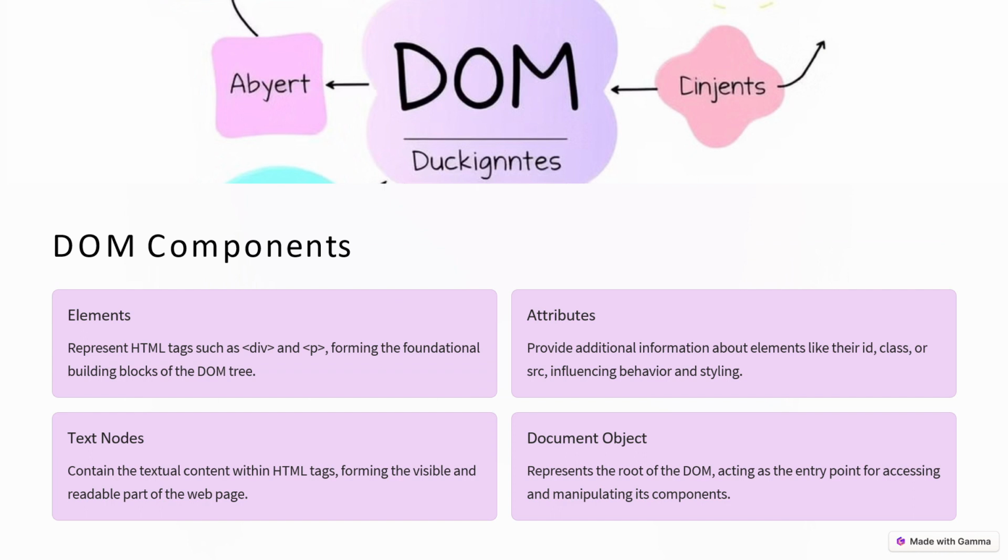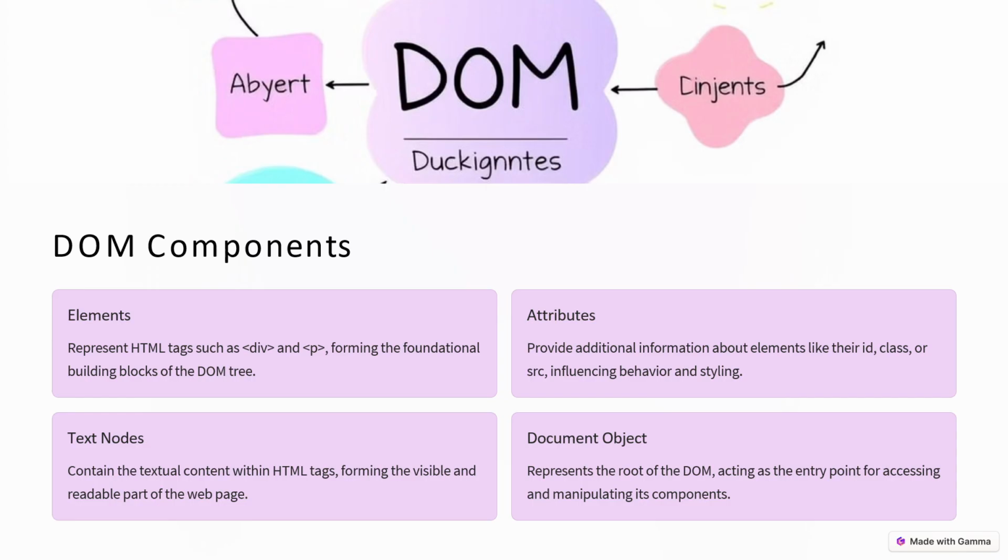So, DOM components. There are four components the DOM has. First, elements. It represents HTML tags such as the div tag and p tag, forming the foundational building blocks of the DOM tree. Second, attributes. It provides additional information about elements like their ID, class, or SRC, influencing behavior and styling.